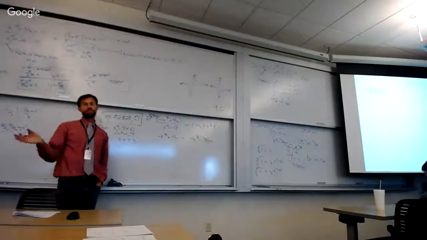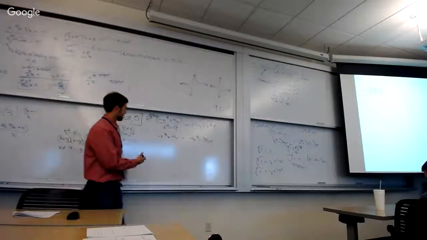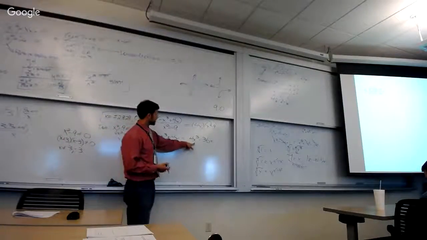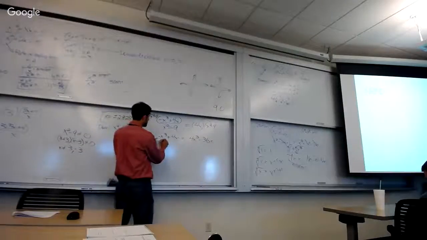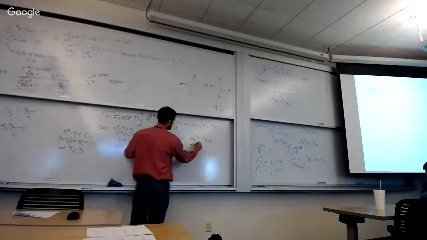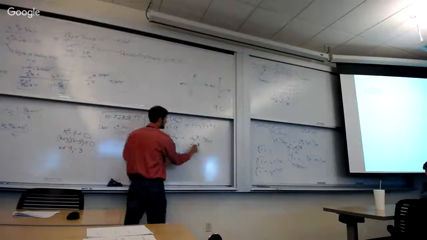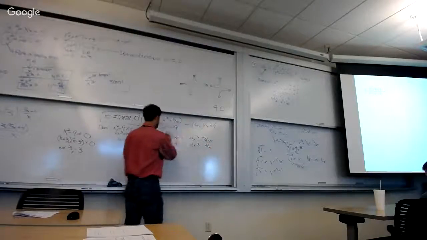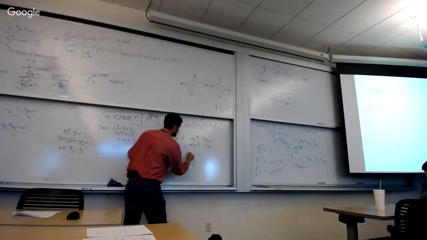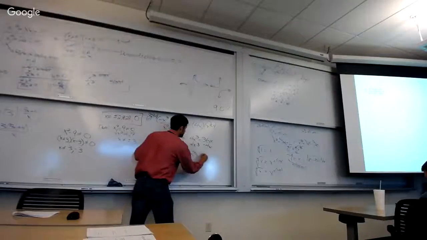Our goal is to get everything on one side. And I already have a positive 4x cubed term on the right, so I'm going to go ahead and move everything to the right. So plus my x cubed, and then minus the 4x. And now I have 0 equals 5x cubed minus 40x.